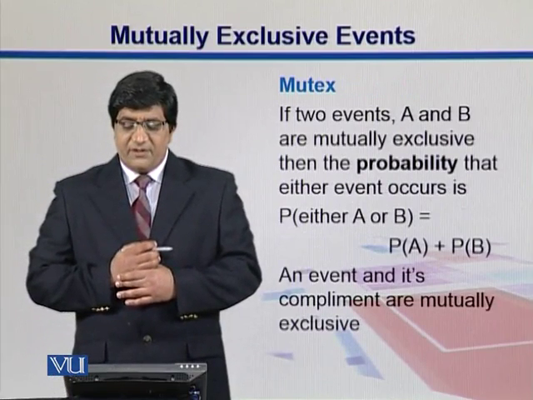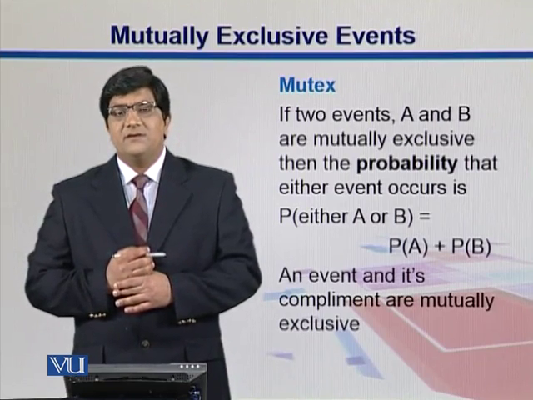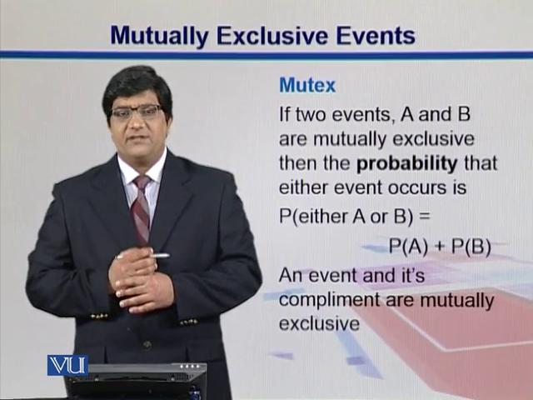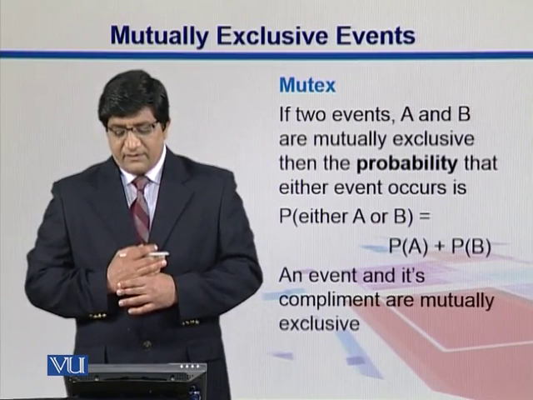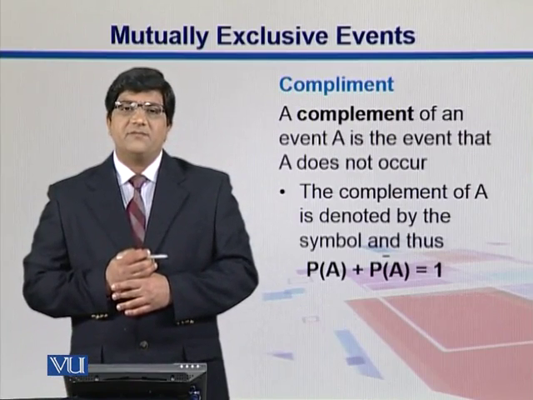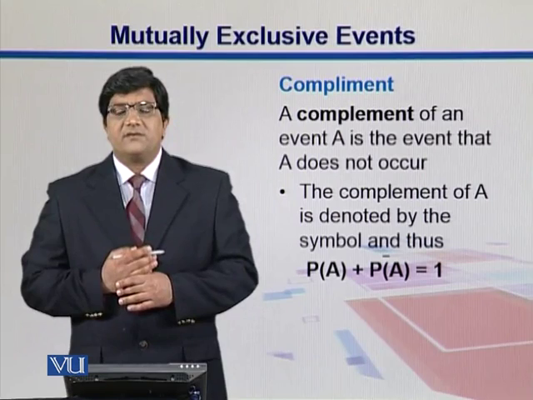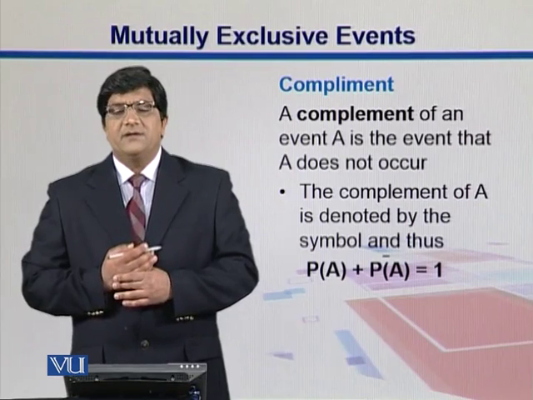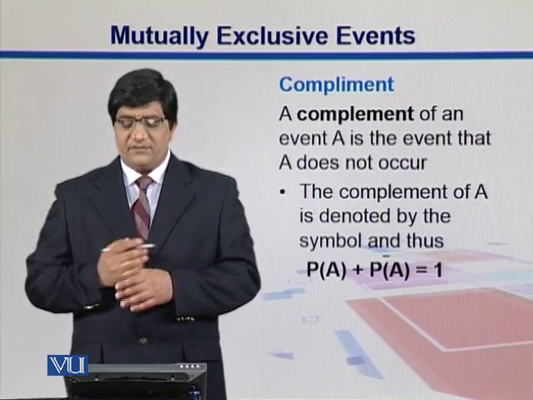If two events A and B are mutually exclusive, then the probability that either of the events occurs is P of either A or B, which is equal to P of A plus P of B. So for either of them, we can simply add their probabilities. And an event and its complement are mutually exclusive. The complement is the probability of something not happening. So if the probability of A occurring is P of A, then its complement is the probability of not seeing this event A. So P of A plus P of A complement is equal to 1.